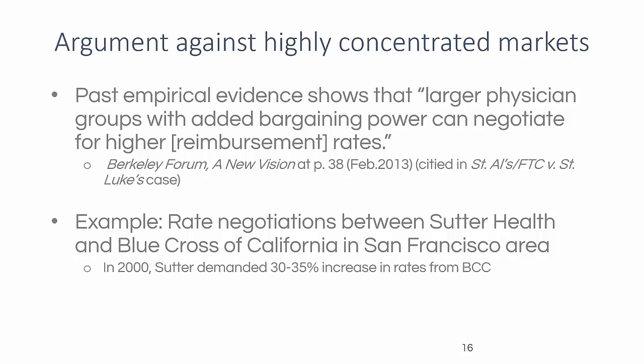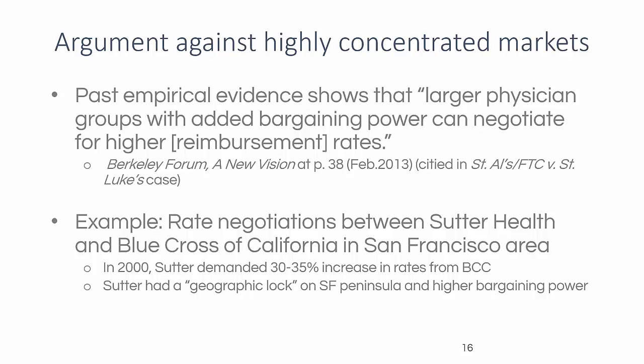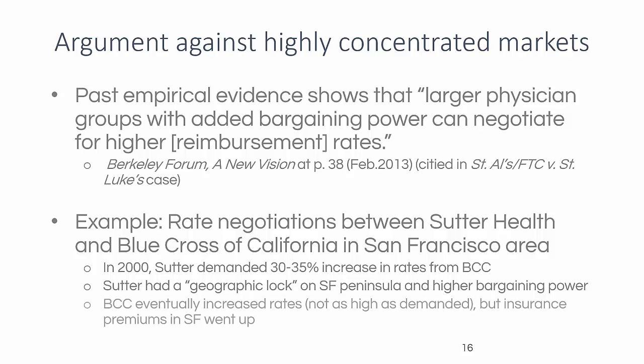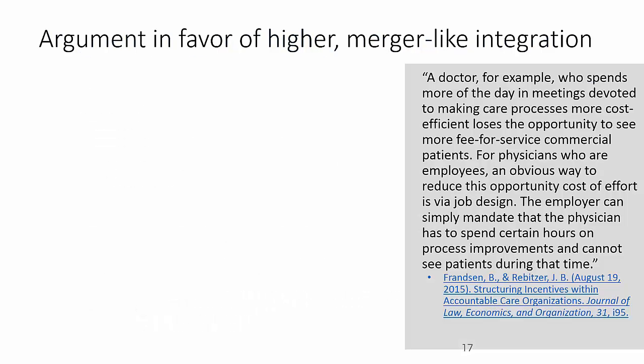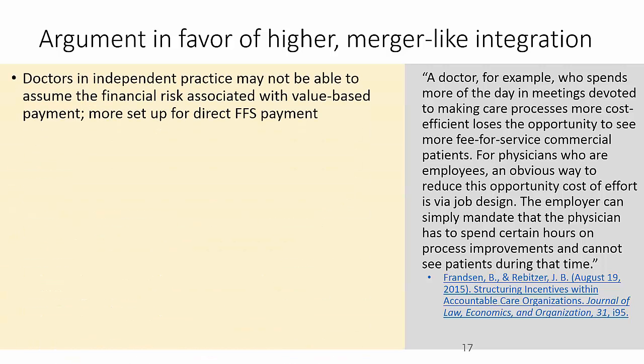In 2000, Sutter Health demanded substantial rate increases from Blue Cross of California. Sutter had enough of the market share to have a geographic lock on the San Francisco Peninsula and higher bargaining power, and Blue Cross of California eventually increased its rates, and insurance premiums went up in San Francisco and in the Bay Area. On the other hand, some other economics research tends to indicate that more fully integrated ACOs will be most successful in reducing costs, better than ACOs made up of looser networks of individual providers.